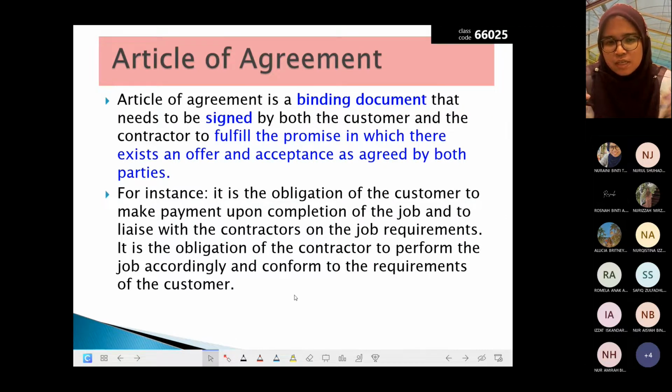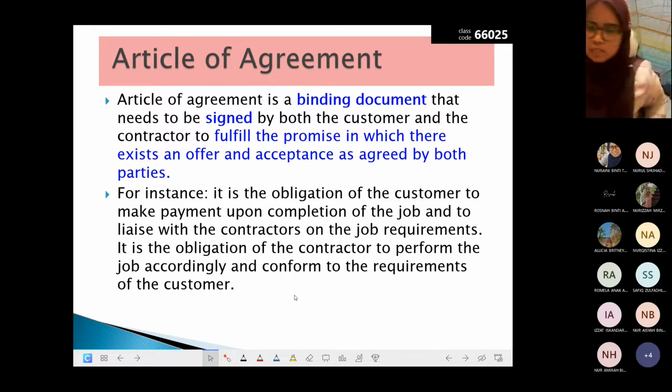Okay, it is the obligation of the customer to make payment upon completion of the job and to liaise with the contractor on the job requirement. Okay, so article of agreement lah, tak simple pula. So yang dia macam apa, borang setuju lah. Contractor signs and also client sign. So contractor setuju untuk memberikan kerja-kerja apa, okay, apalah dia akan list down lah, summarize kat situ, and client akan setuju untuk membayar berapa.